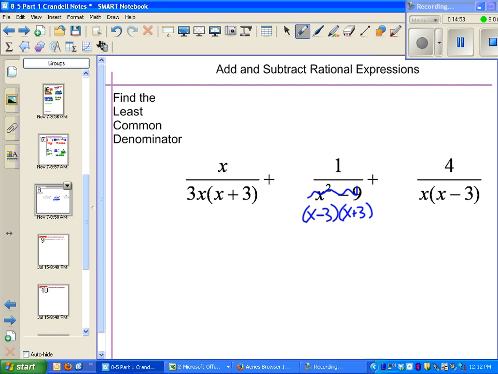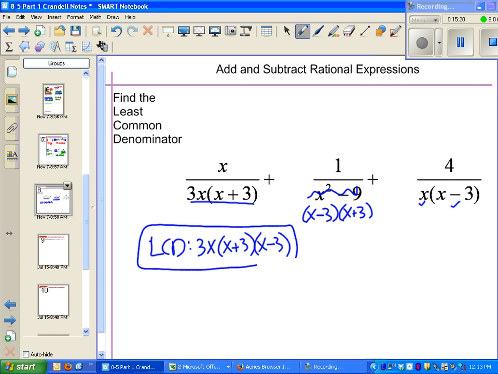So let's start the LCD. Well, we definitely need this denominator, 3x times x plus 3. And if we look at the second thing, we already have an x plus 3, but we don't have an x minus 3, so we need that. And then the third fraction, we already have an x, and we already have an x minus 3, so we don't need those. So here's our LCD.